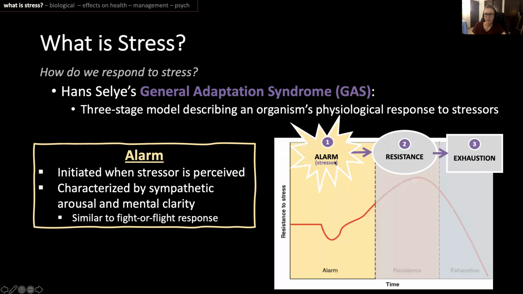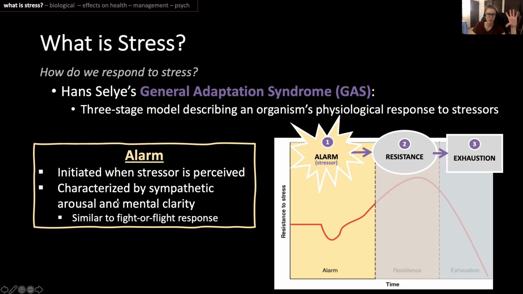Starting off with the alarm stage, on the x-axis we have time. And this is how much you resist the stress. So more resistance is on top and less resistance is on bottom. You might have your normal baseline amount of stress. And as soon as a stressor is perceived, as soon as your body sounds that alarm, all of a sudden it's going to throw you off your game. You're not going to be able to resist it very easily right away. You're going to dip down. And this whole period is characterized by your sympathetic nervous system arousal.